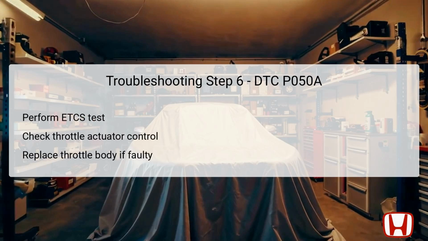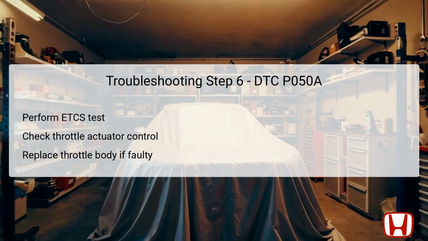Step 6 entails performing the Electronic Throttle Control System (ETCS) test with the HDS. This test evaluates the functionality of the throttle actuator control valve within the throttle body. A properly functioning throttle actuator is essential for managing air intake based on engine demand. If the test confirms normal operation, you can progress to the next step.